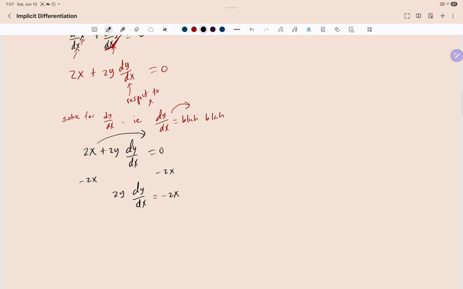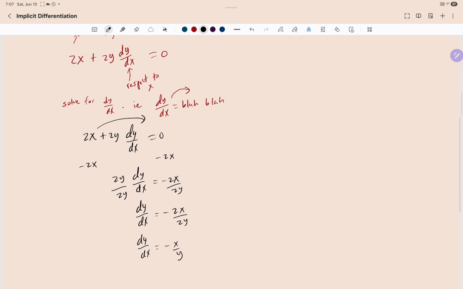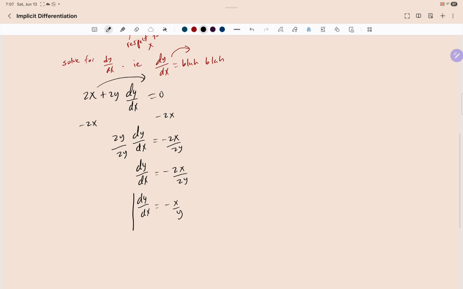Great. But I don't want 2y times dy over dx, so I'm going to divide by 2y on both sides. So I get dy over dx equals negative 2x over 2y. And simplifying this, I get negative x over y. And we basically differentiated it with respect to x. Great.